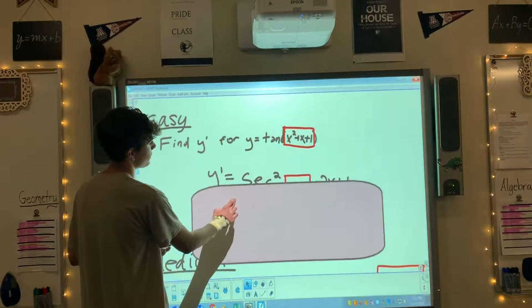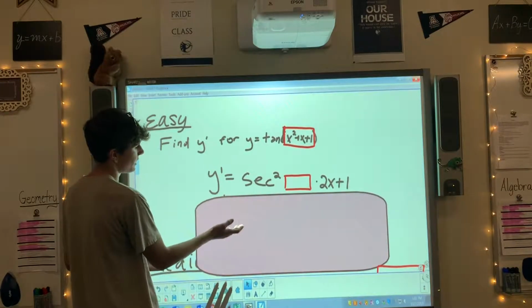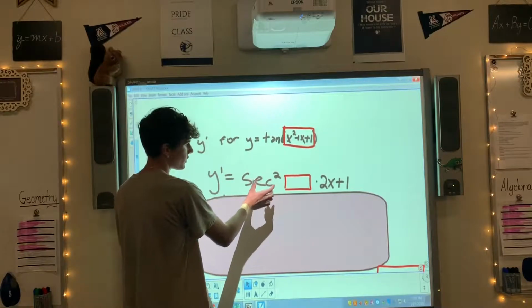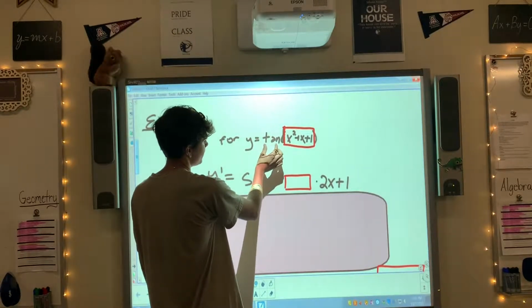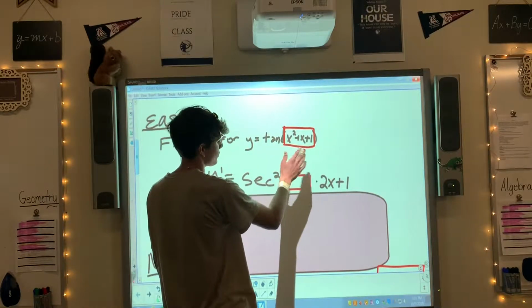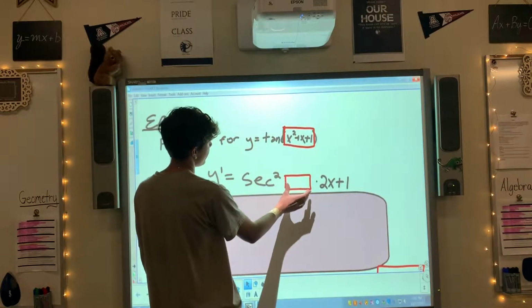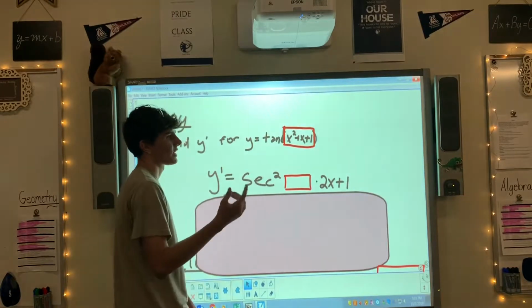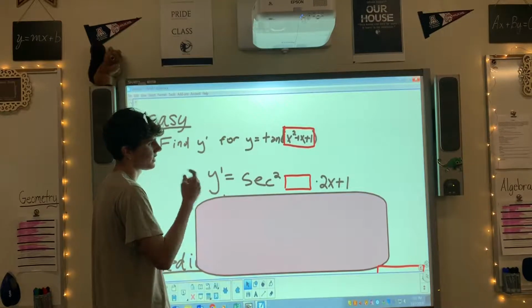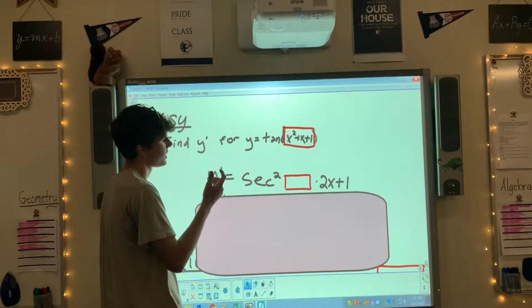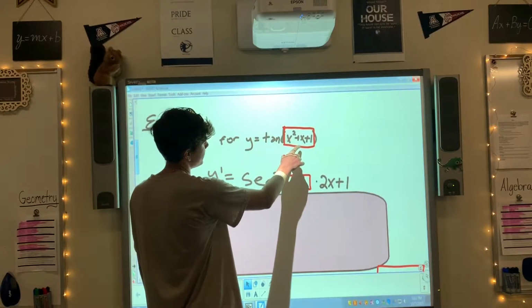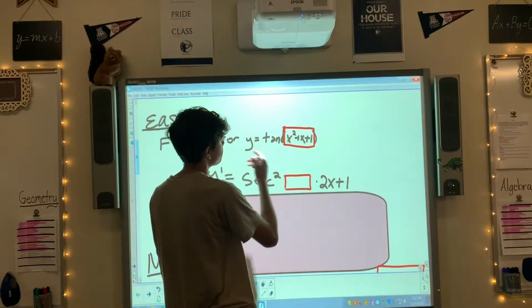For the first step, we can write y prime equals secant squared of box. For this part, we're just taking the derivative of the tangent, and not the x squared plus x plus 1, none of that. We're just leaving that as a box for now, because we want to go back to on our calculus, we have our equation for the chain rule is f prime, where the f would be the tangent, the g would be the x squared plus x plus 1.